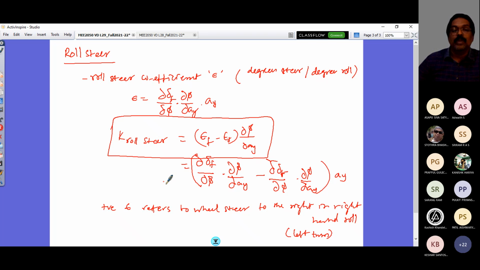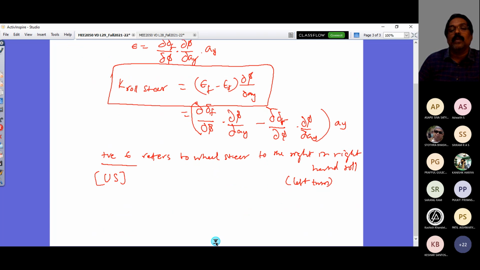Then it is negative. So this contribution, a positive value, would always be for an understeer effect, and a negative value of epsilon is for an oversteer effect. So negative value of epsilon means oversteer tendency. What is a negative value? A negative value refers to the wheel steering to the left in a right-hand roll. That effect would be an oversteer effect.